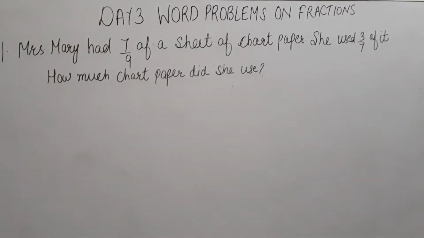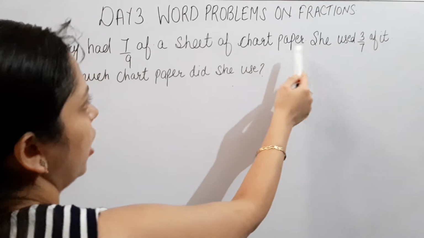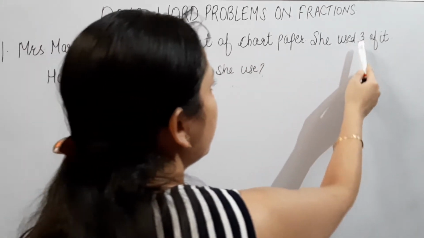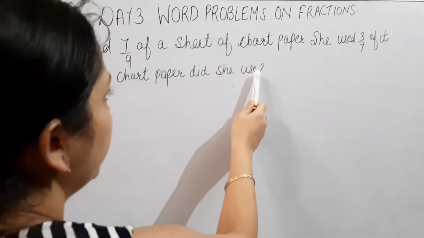Hello. So today it's day 3 of word problems on fractions. In this session, we will discuss only problems related to multiplication and division. So let's start. First question: Mrs. Mary had 7 by 9 of a sheet of chart paper. She used 3 by 7 of it. How much chart paper did she use?